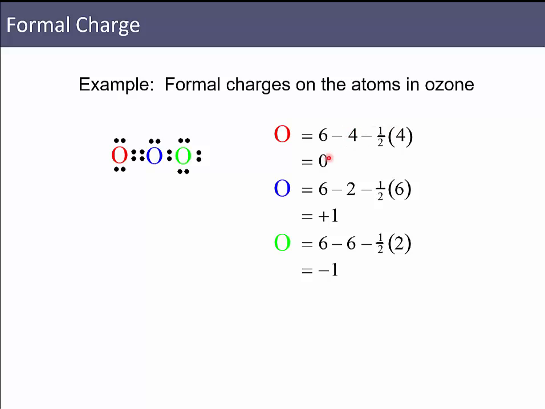If I look at the blue oxygen, it's going to start off with 6. I've got 2 in lone pairs, so 6 minus 2, and then 1/2 of 2, 4, 6, so 6 minus 2 minus 3 is going to be plus 1. If I look at the one over here on the right, my singly bonded oxygen, starting off with 6, it's got 2, 4, 6 electrons in lone pairs. So it's going to be 6 minus 6 minus 1/2 of 2, which is -1.